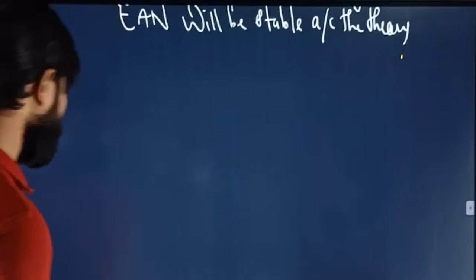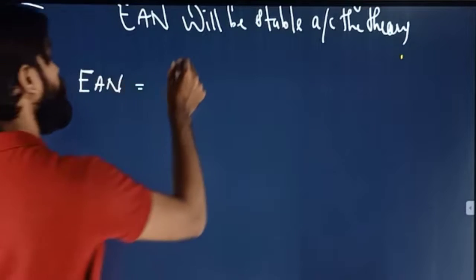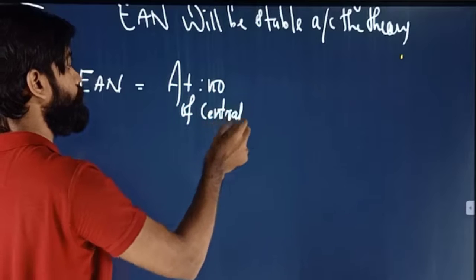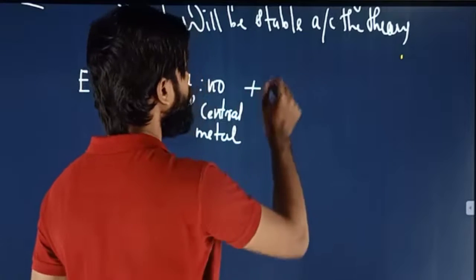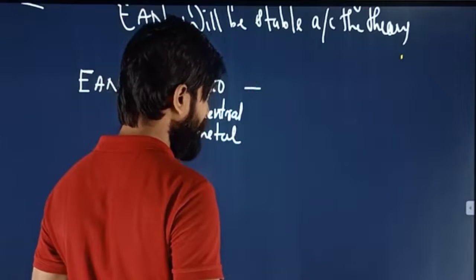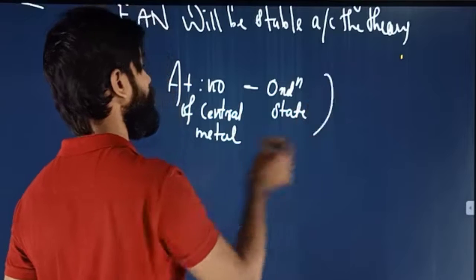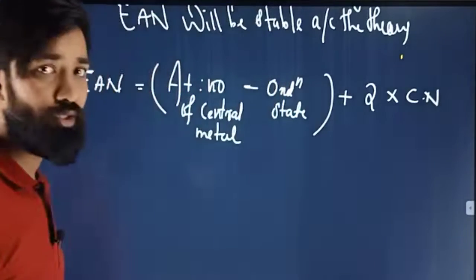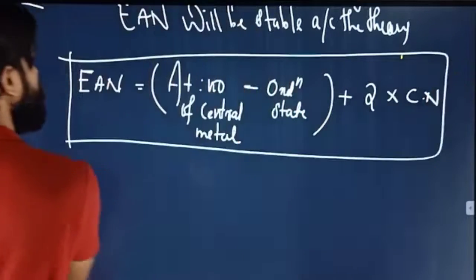So to find the EAN, the effective atomic number, you take the atomic number of the central metal, minus the oxidation state. Minus the oxidation state means if the oxidation state is plus 3, then you subtract 3 electrons. So: atomic number of metal minus the oxidation state plus 2 times the coordination number. Coordination number means the number of coordinate bonds around the central atom, and twice that gives the electrons from ligands. So this is the case.